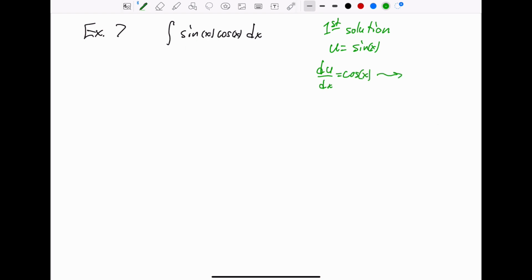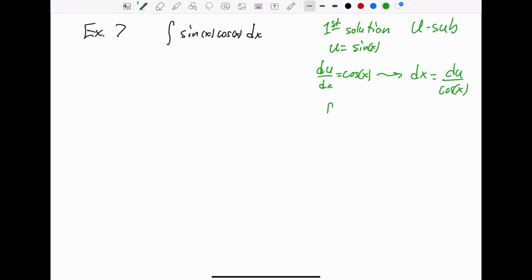Solve now for dx. And now we can make the substitution into the integral. Once again, we are using u substitution here. We're not doing integration by parts. We'll do that as the second solution.